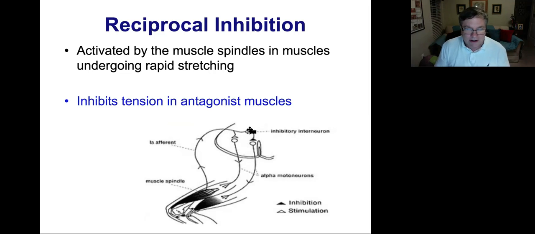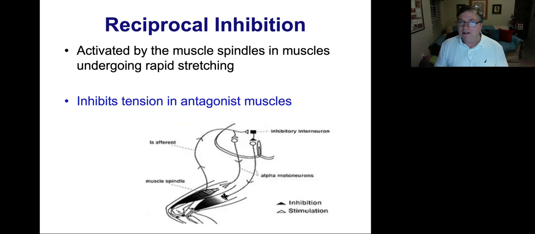Yes, there's an interneuron. Very good. The interneuron is going to inhibit action potentials from going down that alpha motor neuron by inhibitory postsynaptic potentials. That's going to reduce the frequency of action potentials, reduce recruitment of motor neurons and motor units, and that means that muscle is going to relax.